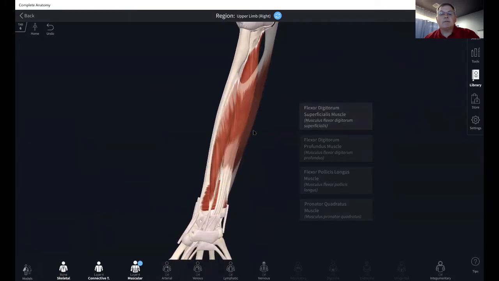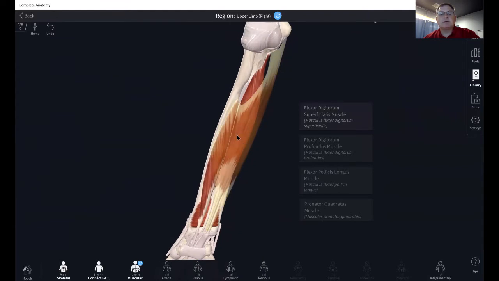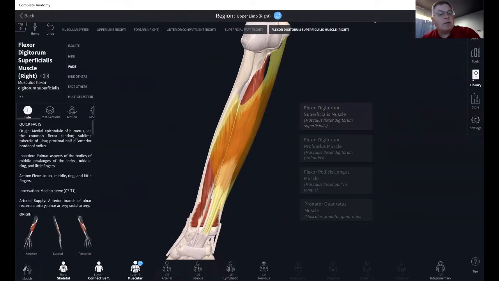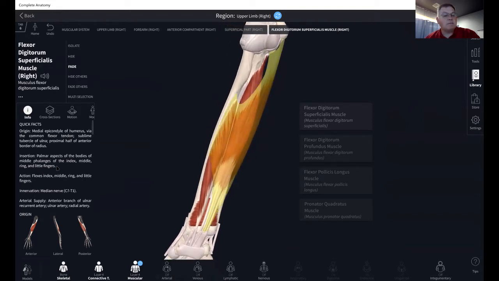I've got it faded at the moment, but let's pull that up. Its origin, the medial epicondyle of the humerus, again via the common flexor tendon, and the sublime tubercle of the ulna, and the proximal half of the anterior border of the radius. So really large footprint as far as its origin. It inserts into the palmar aspects of the bodies of the middle phalanges of the index, middle, ring, and little fingers. And again, its action is it flexes those same digits 2 through 5. Innervation is C7 through T1 via the median nerve.